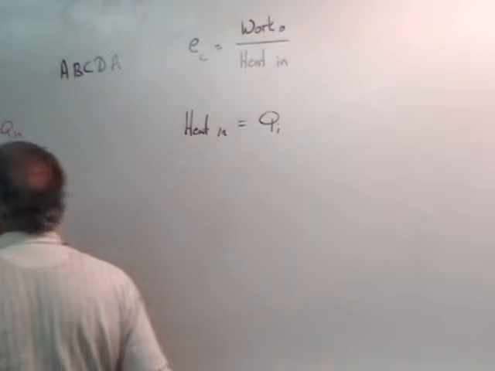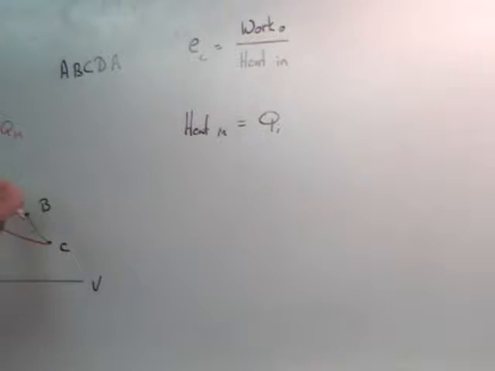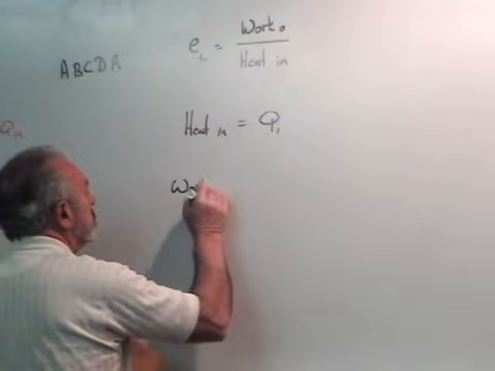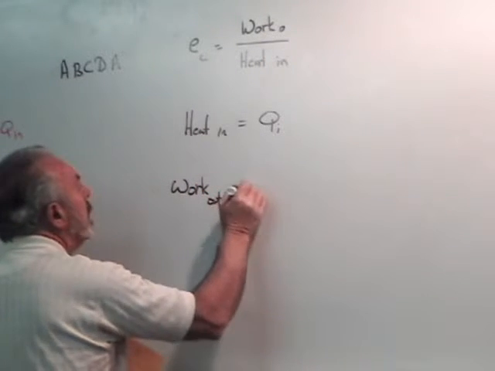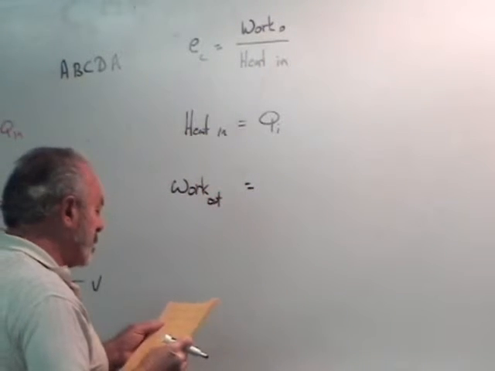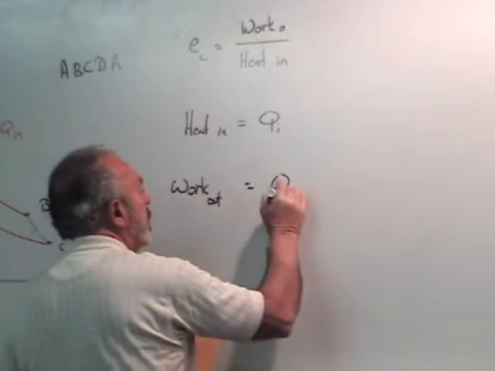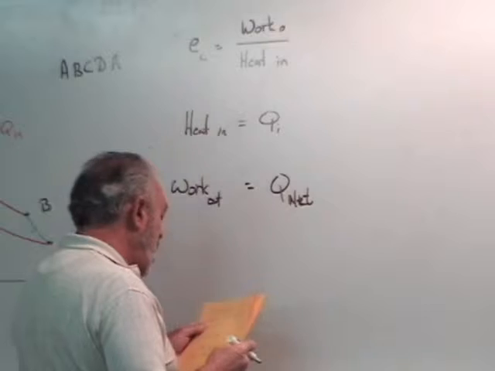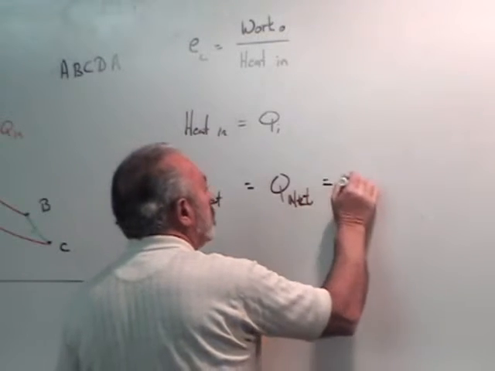Q in is very simply this stroke right along here. That's the only place heat flows into the system, in that first isothermal expansion. But here's the claim I want to make now. The work out is simply going to be the difference between the two. It's going to be the net heat flow, which is the difference between the two.